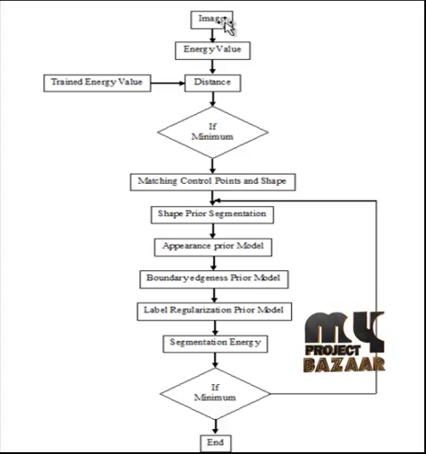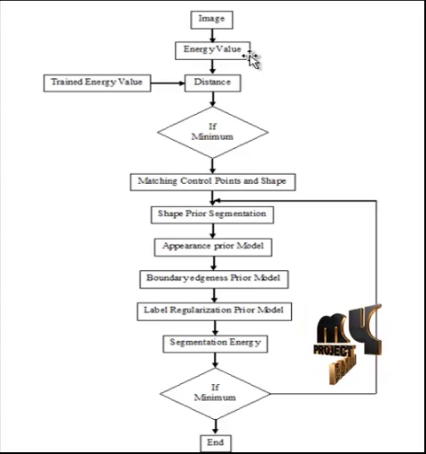First, the input image is obtained. The energy value of the input image is calculated. We train the system by saving the energy values previously in the database, so that the distance between the trained energy values and the input image energy value is calculated. Based on the distance with which it is matching, the control points and the shape of the input image are extracted.